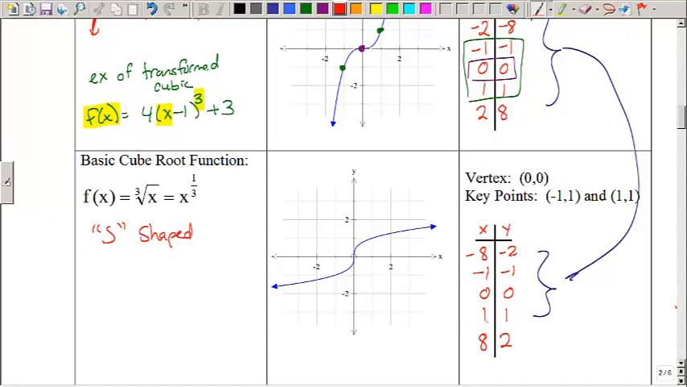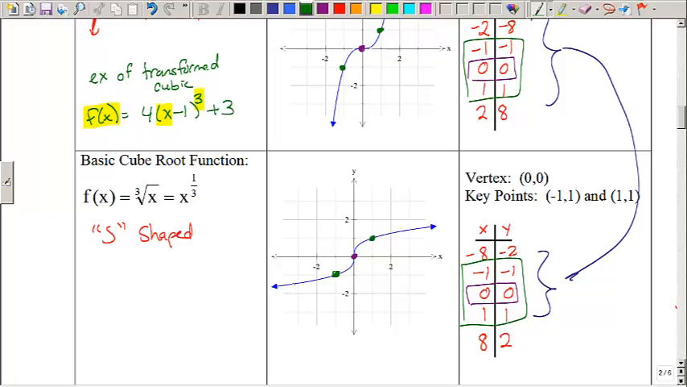We don't do any values between 1 and 8 because I don't know the perfect cube of any value between 1 and 8. Or another way you could do that is just to take these values from x and y and interchange them. We'll be talking a little bit more about why that happens in some later sections. My vertex is 0, 0. My key points are negative 1, negative 1, and 1, 1. And I know that this is S-shaped.